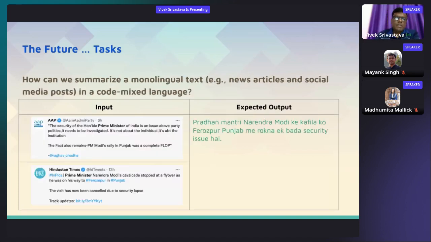The other task is, let's say for a given topic you have a number of tweets in a monolingual language. Let's say there are two tweets for the same topic here, and can we summarize these tweets in a code mix language? We pick the information from multiple sources and we summarize that into just one sentence or a couple of sentences, and that should be a code mix sentence. And how well we can do that, and what different metrics can be used to do the evaluation, is still an open area of exploration here.